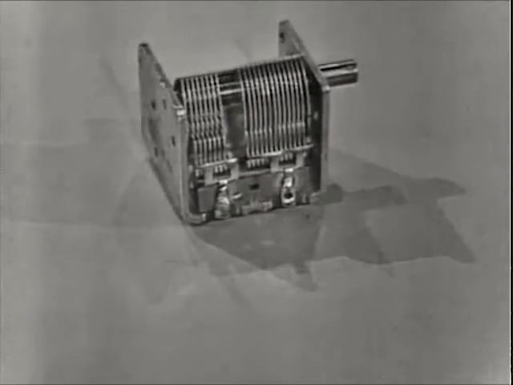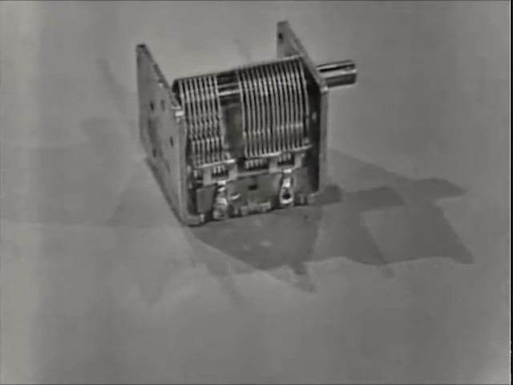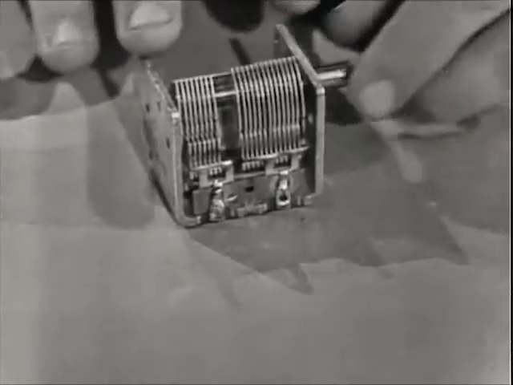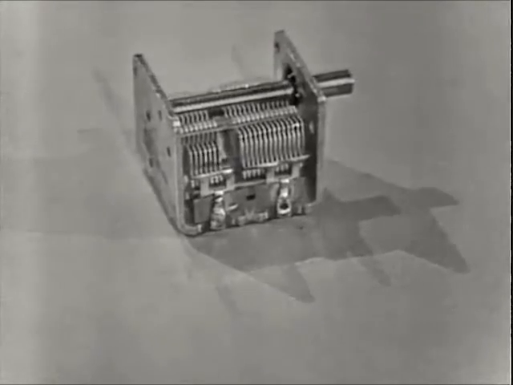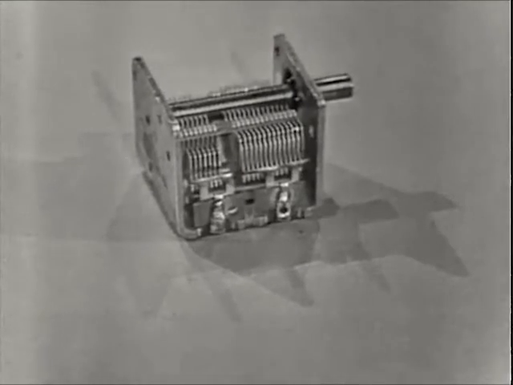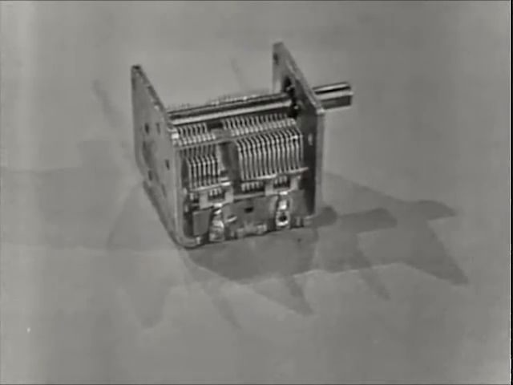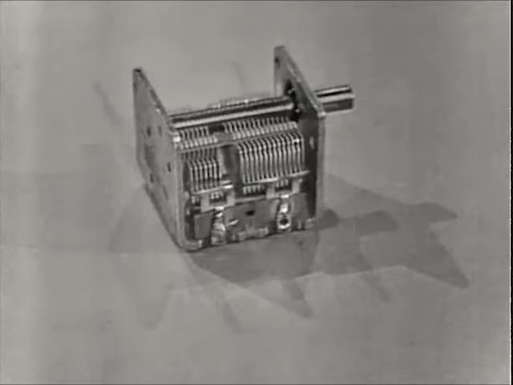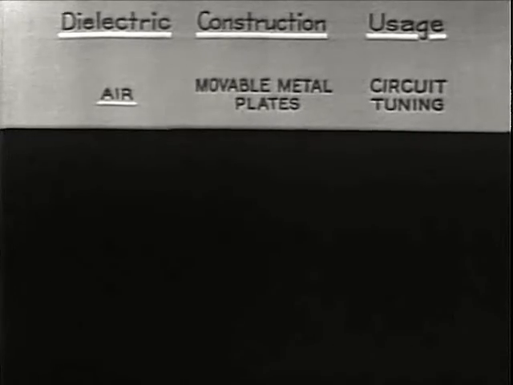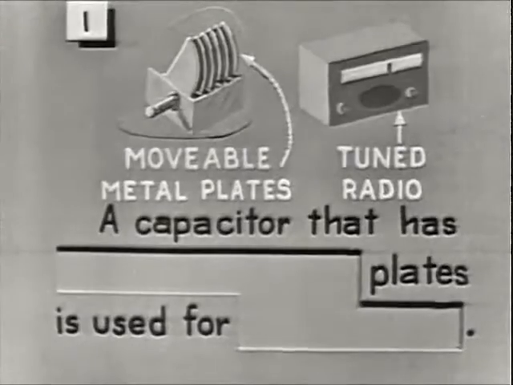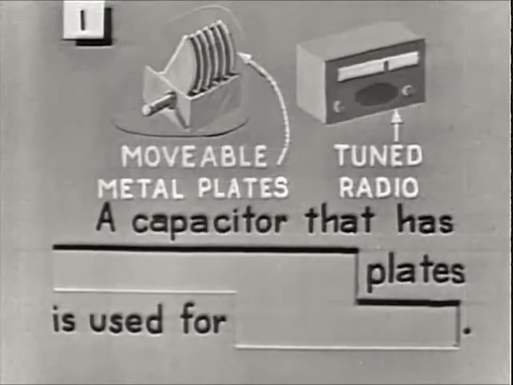This type of capacitor, with air as the dielectric and with these movable metal plates, is used where you want to tune a circuit. Now, if you've ever looked into a radio, I'm sure you've seen this type of capacitor. Remember, the air dielectric capacitor is constructed of movable metal plates and is used for circuit tuning. Complete number 1 on your response sheet.